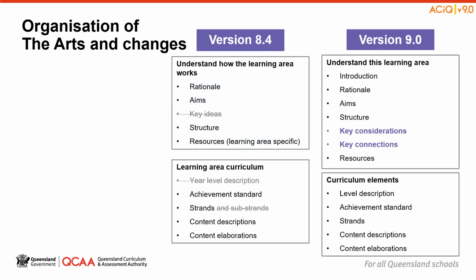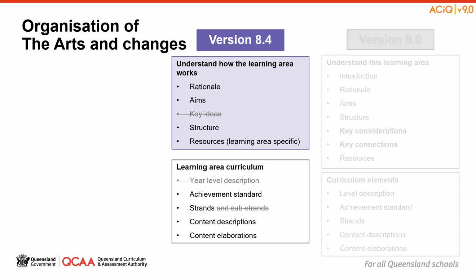Now, let's look at the learning area structure, which helps us to organise our teaching and assessment for the arts. Each learning area in version 9 now follows a similar structure, allowing for more consistency when planning. On screen, you can see an overview of version 8.4 compared to version 9.0, with the main changes noted. Let's break down these main changes now.